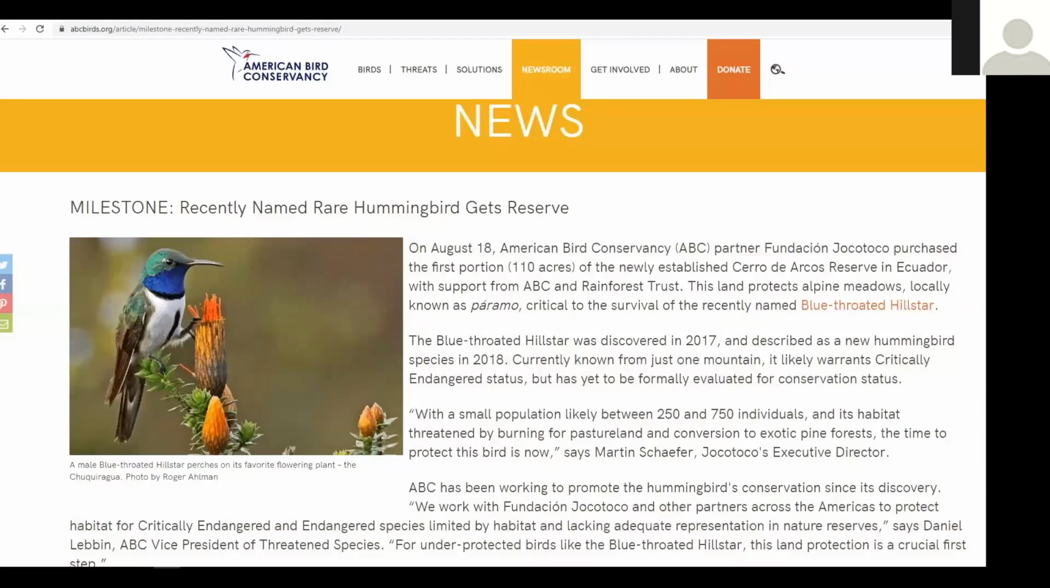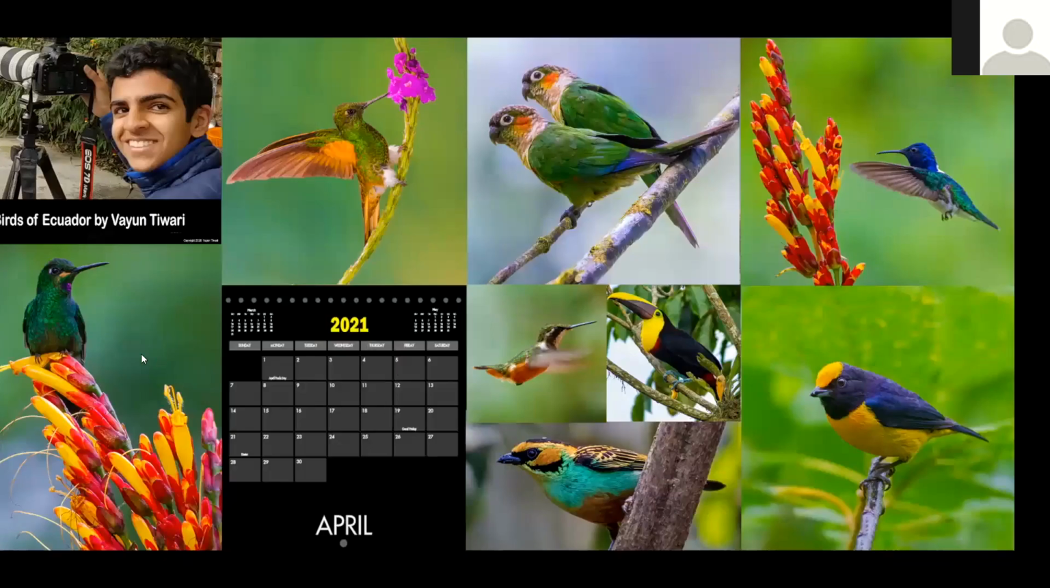And this area, the species so far is only known from one hilltop. The American Bird Conservancy and Jocotoco Foundation started a campaign to raise some money. They needed only $300,000 to protect essentially 600 acres, which is the entire known range of the species so far. So that has actually happened. We did a tiny bit from our side, using pictures that Vayun had taken to fundraise.